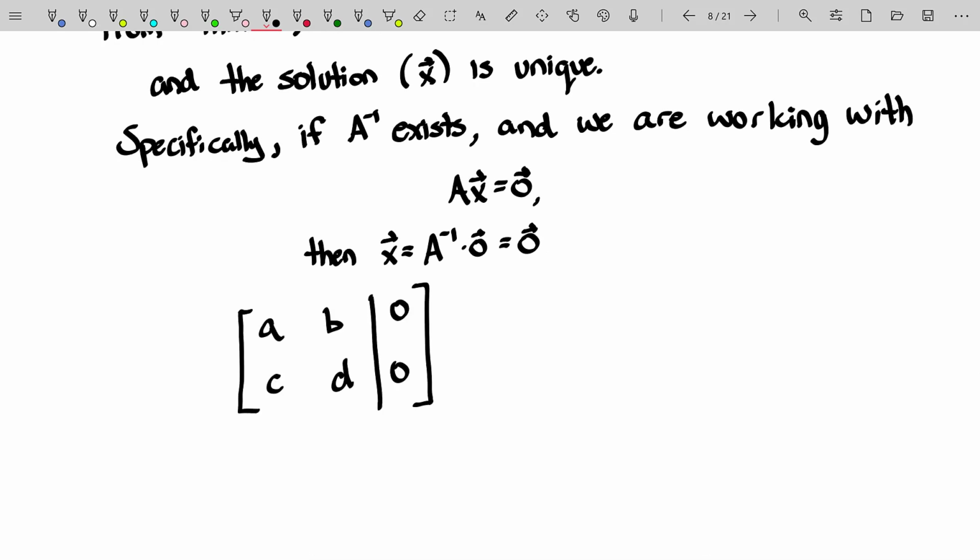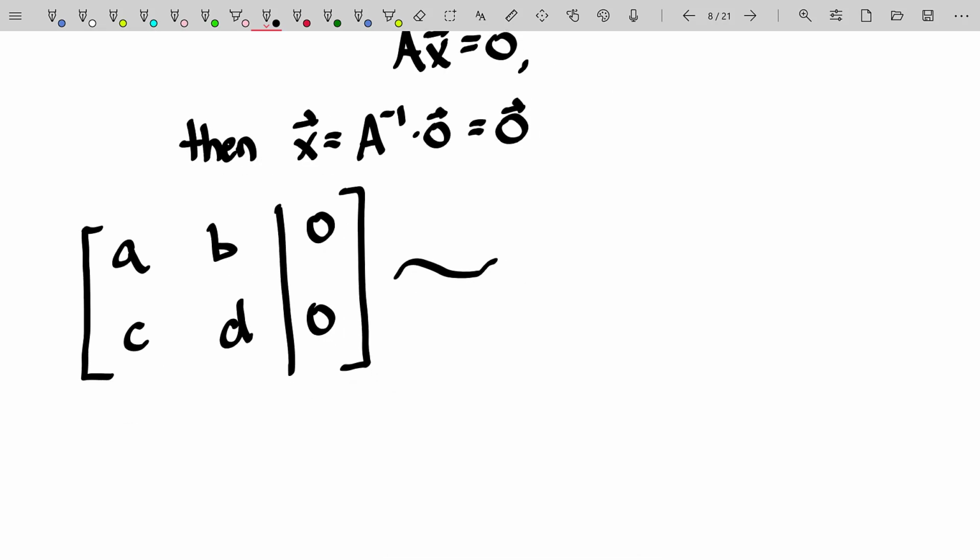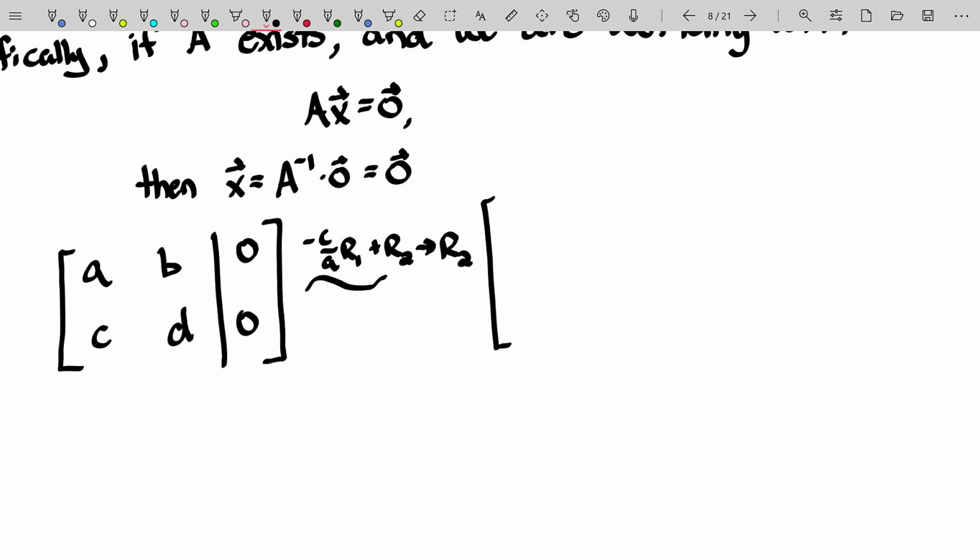I went ahead and wrote it as an augmented matrix. And what I'm going to do is a little row reduction technique here. And this is something that, again, you might not see in your textbook. I don't know why they don't do this, but let's go ahead and just do this here. I'm going to take a negative C over A times row 1, and I'm going to add it to row 2. When I make that move, I'm assuming A is non-zero. We'll come back to that in a moment.